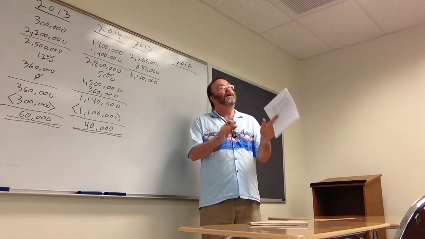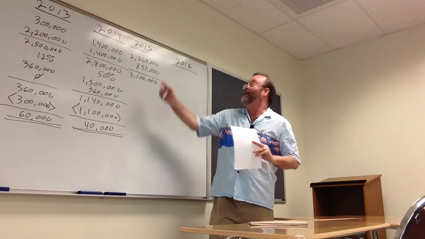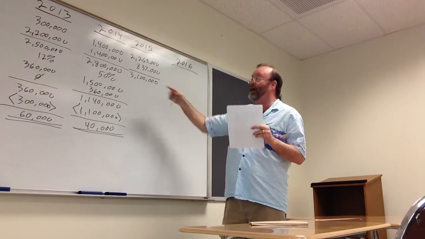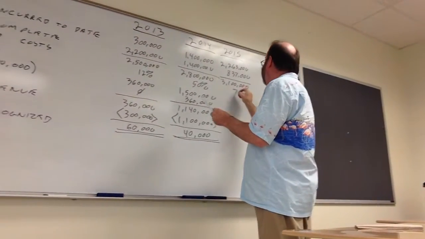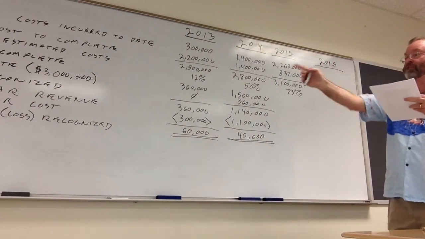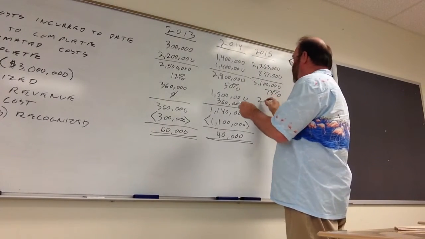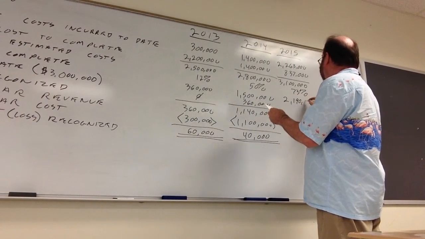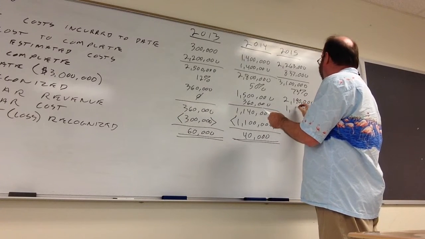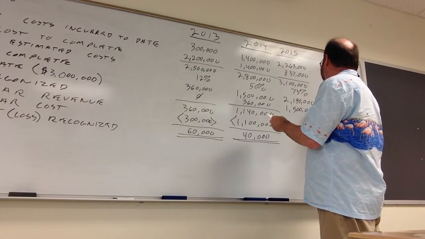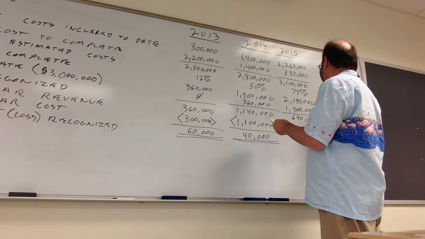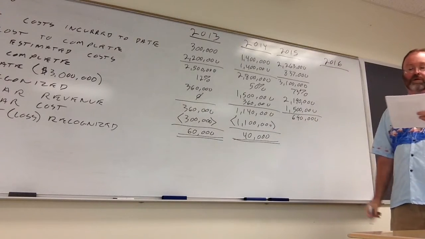This is where rules come in. If we take the $2,263,000, divide it by the $3,000,000, we are 73% finished with the project. 73% of $3,000,000 is $2,190,000. We've taken $1,500,000 in revenue in prior years, leaving us with $690,000 in current year revenue.